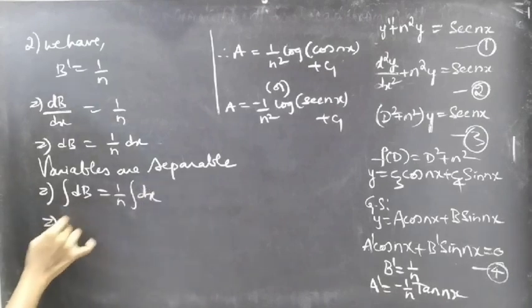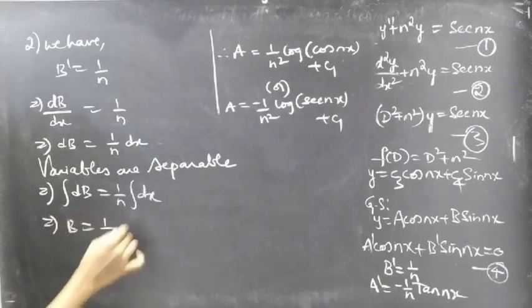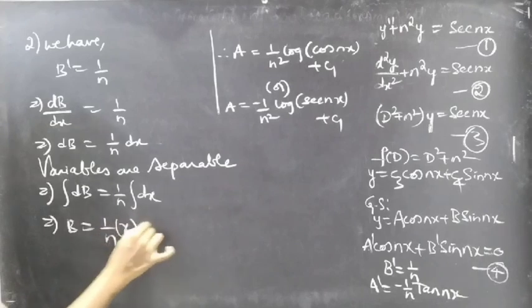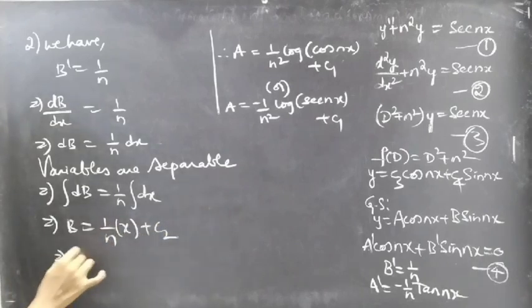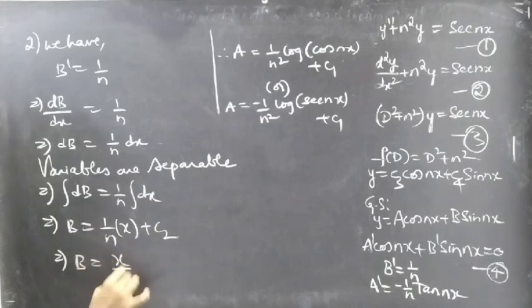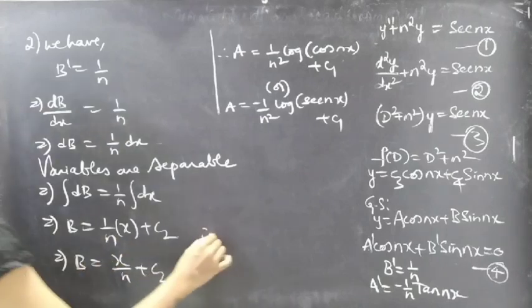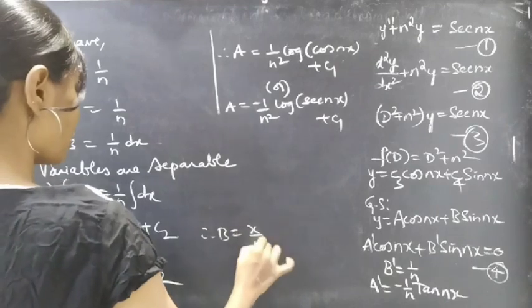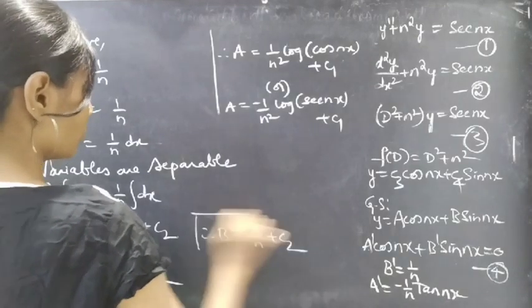This gives us b equal to 1 by n, integral dx is x, plus some integral constant, say c2, which gives us b equal to x by n plus c2. Therefore b equal to x by n plus c2.